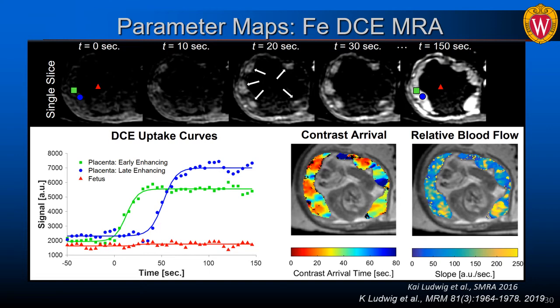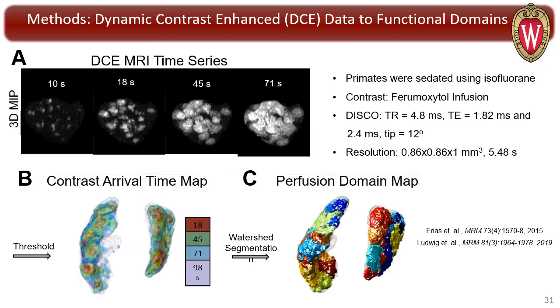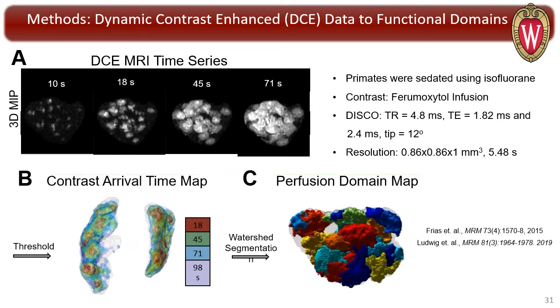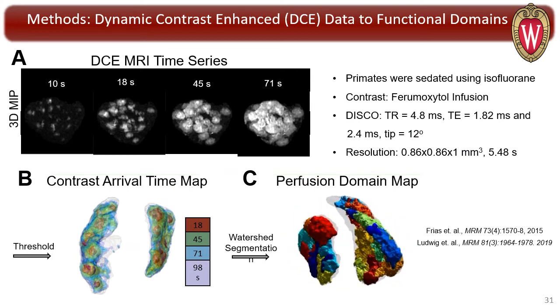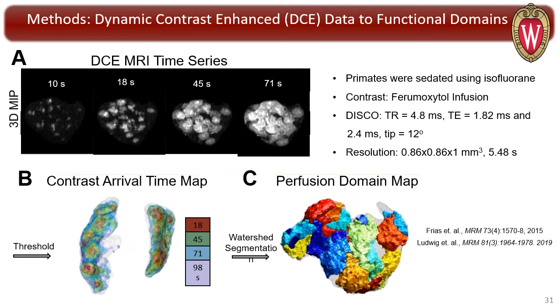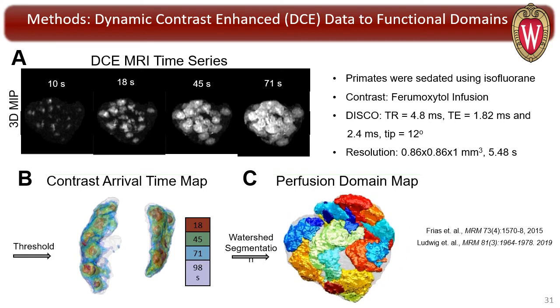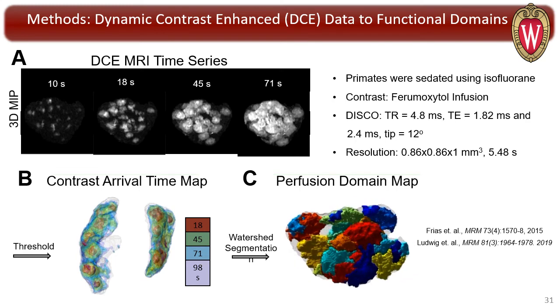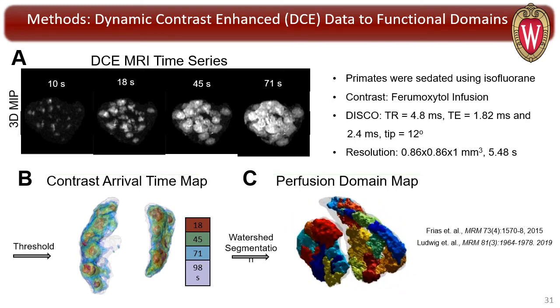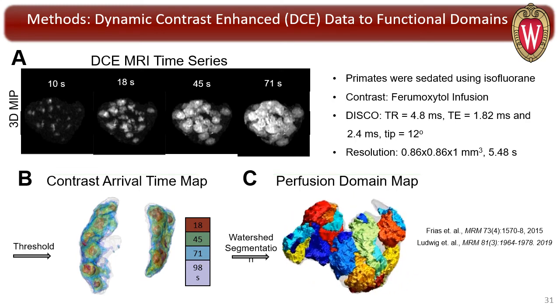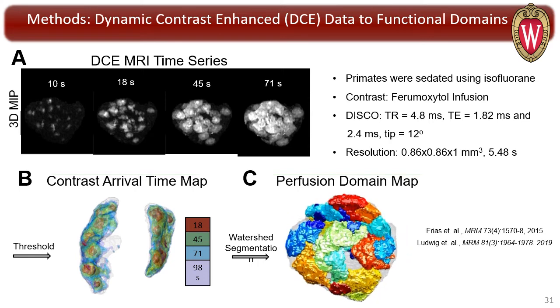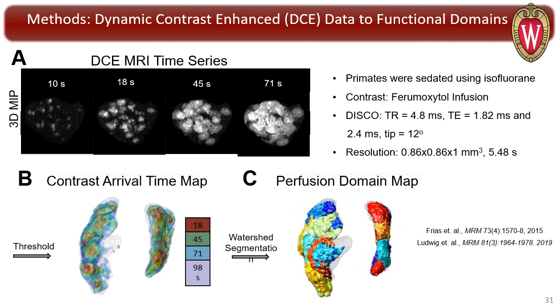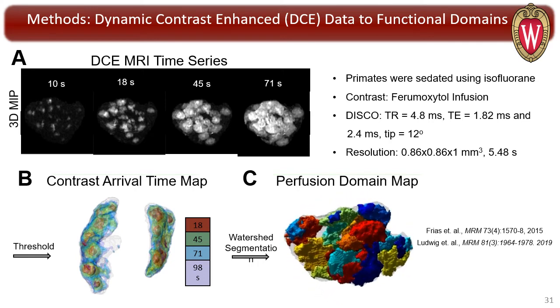The DCE data can be used to generate maps of contrast arrival and relative blood flow, as shown in the lower right. The group at the Oregon Health and Science University developed a neat processing scheme to identify individual cotyledons from the DCE data using gadolinium studies. We adopted that algorithm for our ferumoxytol data using contrast arrival maps and watershed segmentation to identify individual perfusion domains that represent cotyledons. From this data, we can analyze the number of perfusion domains and their volumes.